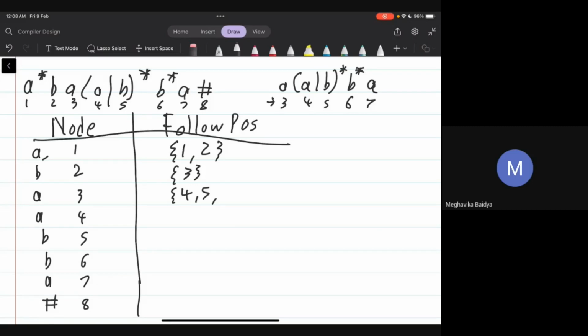Or since the 4 and 5 can never occur, it can directly go to 6. So 6 will also come. And since 6 has a star, it can go to 7 also. So you'll write 7.